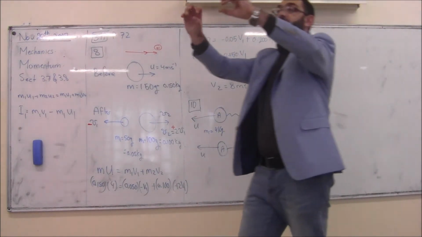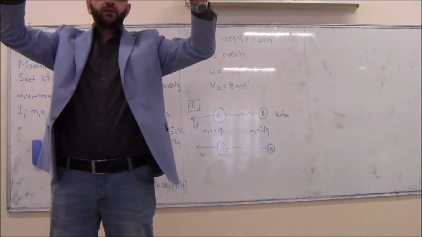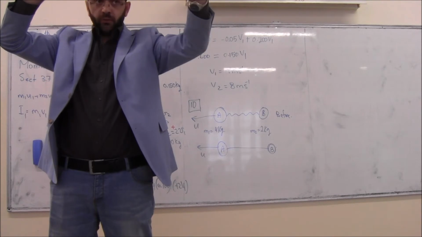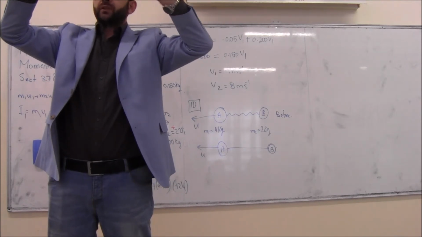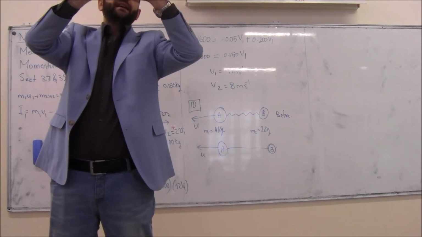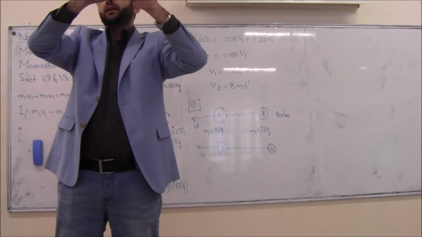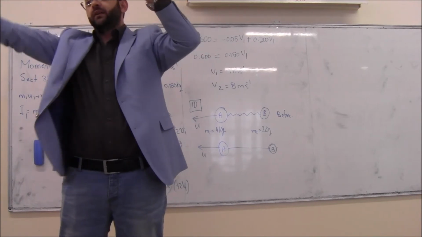Hello, when two particles collide, listen. Look here, please. When two particles collide with each other, A exerts force on B in this direction. As well, B exerts force on A in this direction.